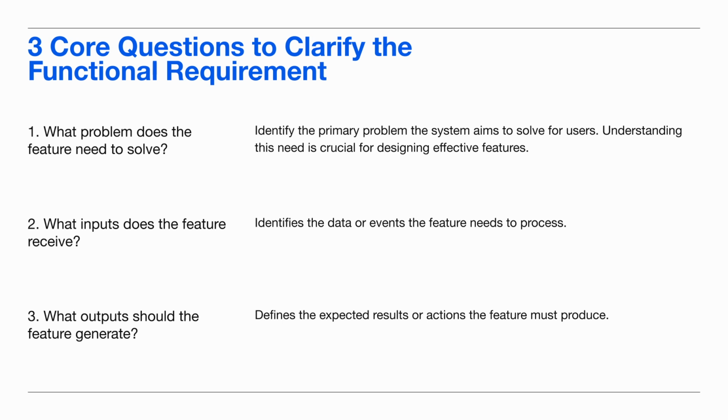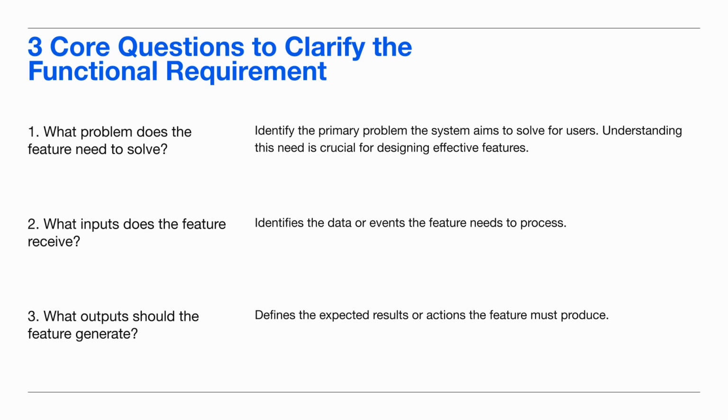But to fully understand the functional requirement, we need to ask a few core questions. The first one: what problem does the feature need to solve? This is identifying the primary problem that the system aims to solve for users. You want to make sure that you understand this. It's crucial for designing effective features.